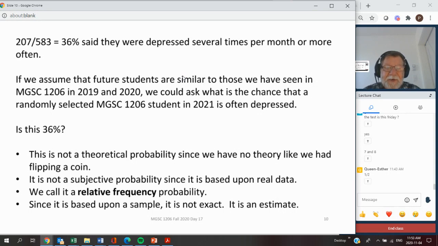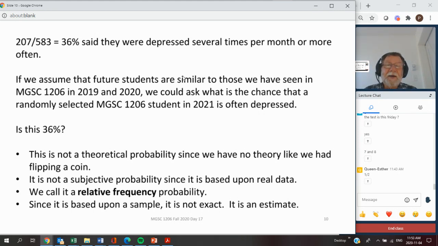I don't have a theory about depression. It's not like flipping a coin. It's not purely subjective. It's based upon experience, but I've got hard data that measures this. So generally, we don't call this a subjective probability. We call it a relative frequency probability. It's based upon a sample. It's just an estimate. It's not perfect.